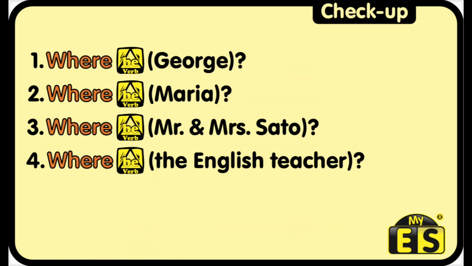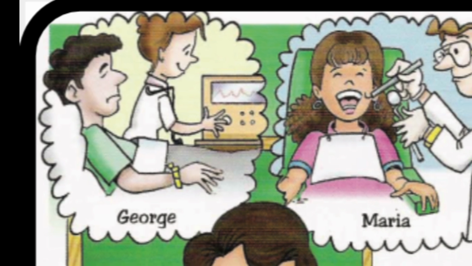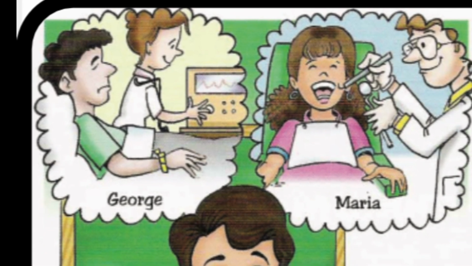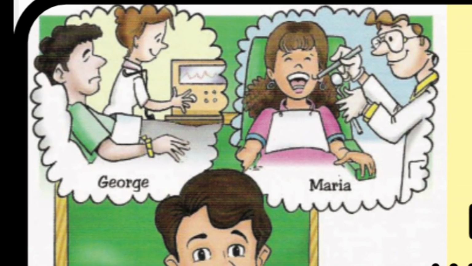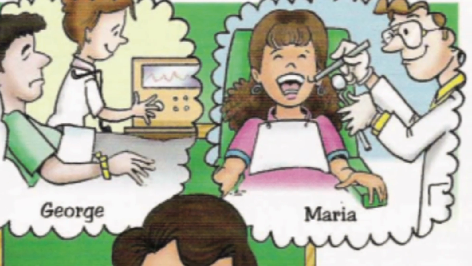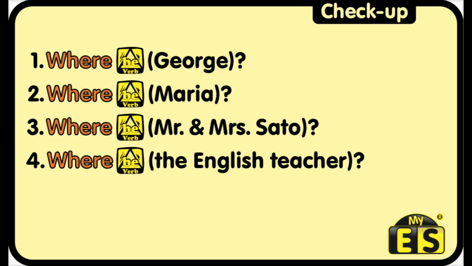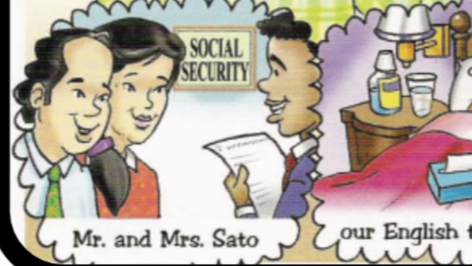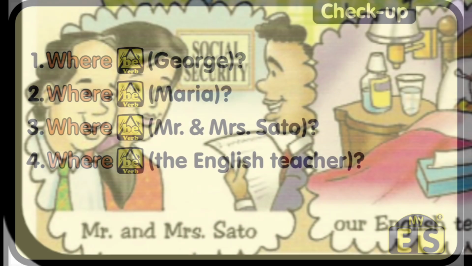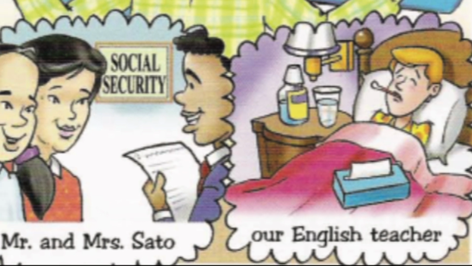Where was George? He was in the hospital. Very good. Remember, hospital is the only place that goes with in, not with at. Where was Maria? She was at the dentist. Where were Mr. and Mrs. Sato? They were at the Social Security office. Where was the English teacher? He was at home in bed.